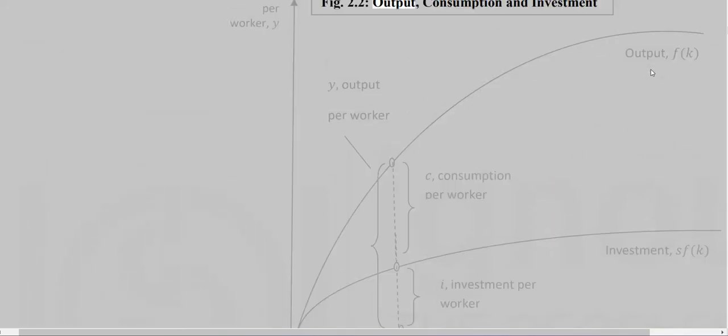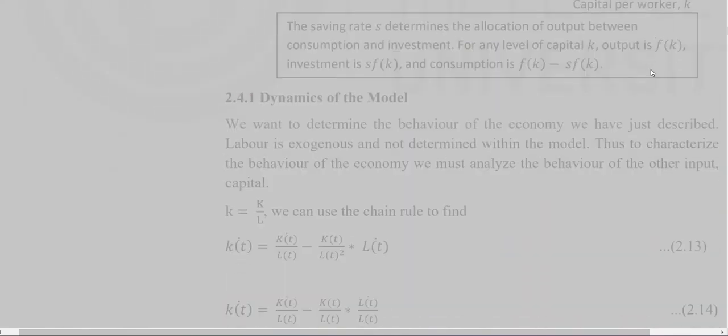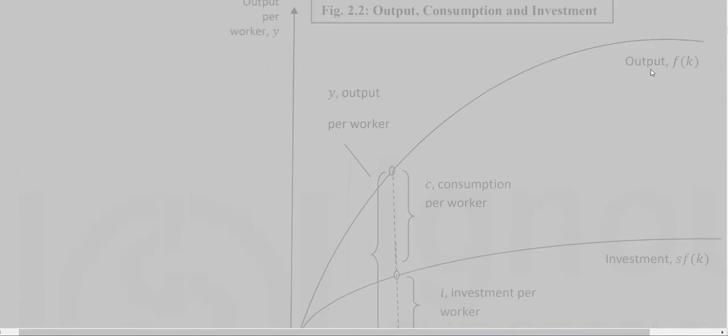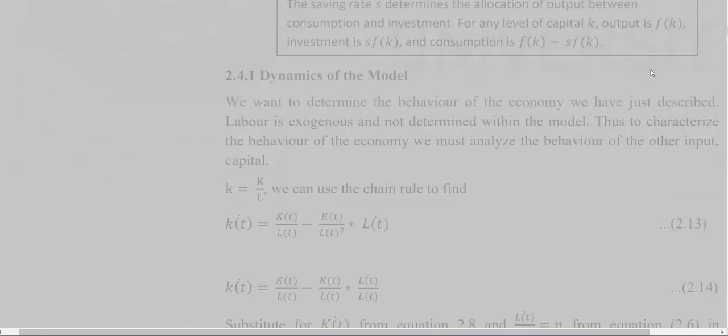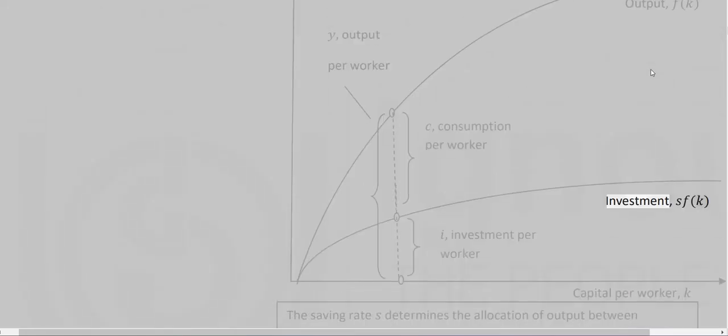Figure 2.2, output, consumption, and investment. Capital per worker, output per worker. The saving rate determines the allocation of output between consumption and investment. For any level of capital k, output is f(k), investment is sf(k), and consumption is f(k) minus sf(k): output minus investment. Consumption per worker, investment per worker, output per worker.